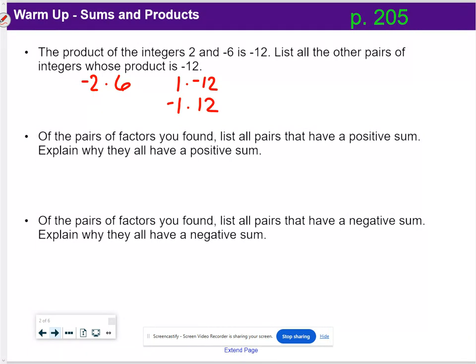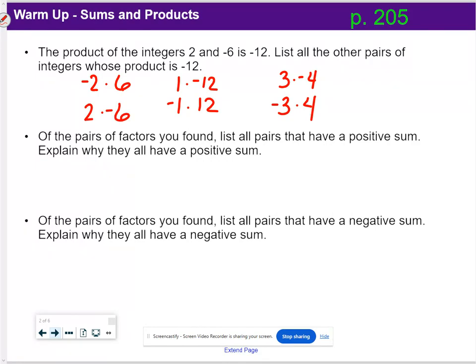Those both give me a product of -12. I could also use 3 times -4 and -3 times 4. I'm also going to list that one that they started us with, that 2 and -6, just so I can see all of my pairs here.